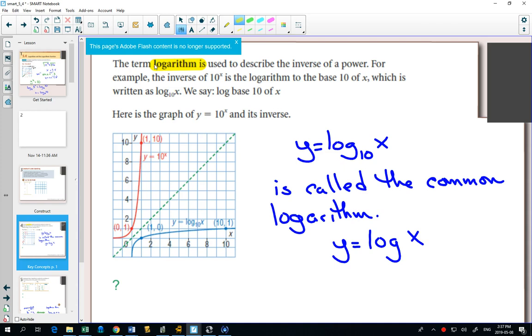Does it make sense that on any log graph, this is log base 10, but we can have log base 5, we can have log base 7, we can have log base 3, on any log graph, you're going to have the point (1, 0), and you're going to have the point (base, 1)?